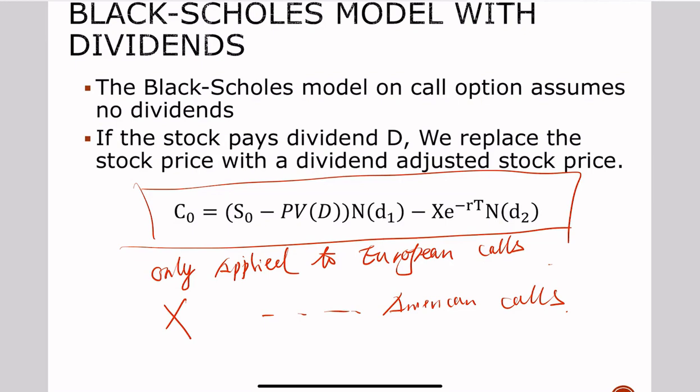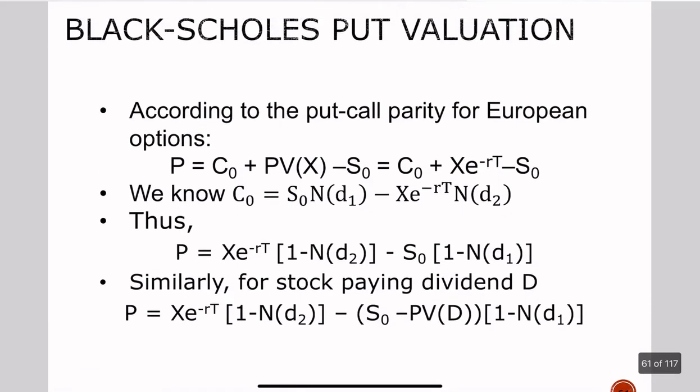However, a lot of times you can actually use this formula as an approximation, because even though the American call option's value is higher than the European call option's, their values would actually be close. Now, what about a put, right? What about the put option?